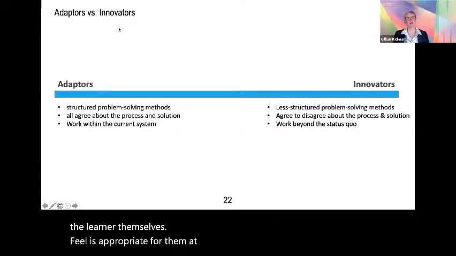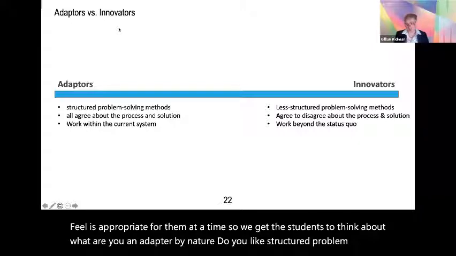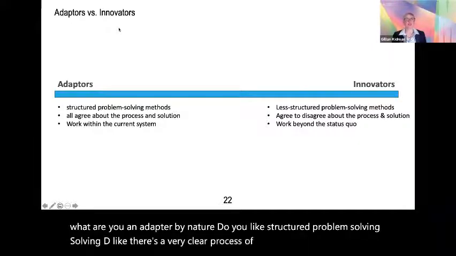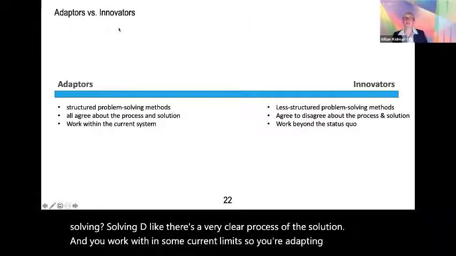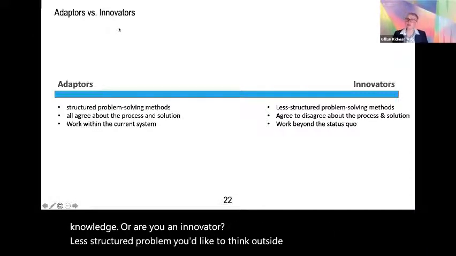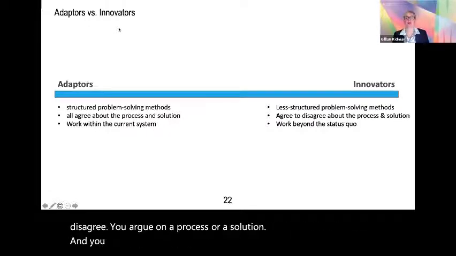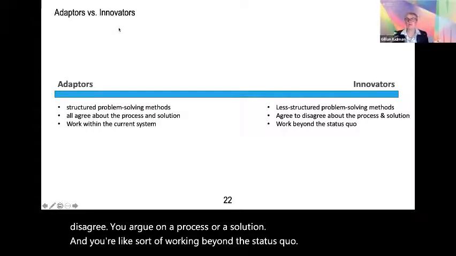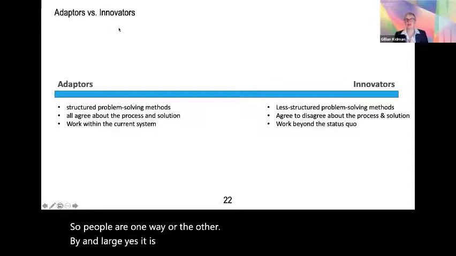So we get the students to think about, well, are you an adapter by nature? Do you like structured problem solving, where there's a very clear process and a solution, and you work within some current limits? So you're adapting the knowledge. Or are you an innovator? Less structured problem, you like to think outside the box, you agree to disagree, you argue on a process or a solution, and you like working beyond the status quo. So people are one way or the other, by and large. Yes, it is a continuum, but you very rarely will find a complete fence sitter.